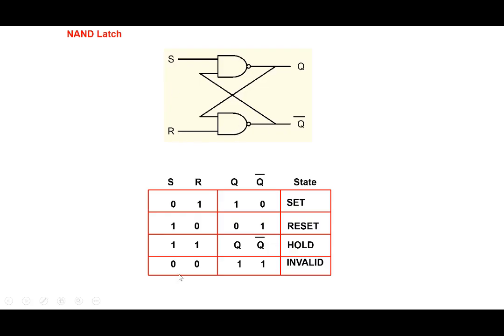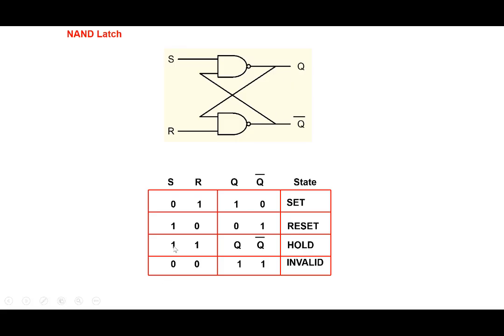And for the same reason that we discussed earlier, we don't use 0 0 here. If you put 0 here and 0 here, it does go into Q equal to 1 and Q bar equal to 1. So that's something undesirable. But more than that, when we go from 0 0 to, let's say, 1 1 state here, the output is unpredictable. And so the latch has to be used in such a way that when we go from one set of inputs to the other set of inputs, the outputs are predictable.